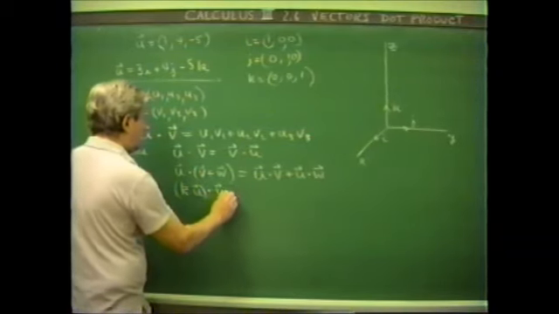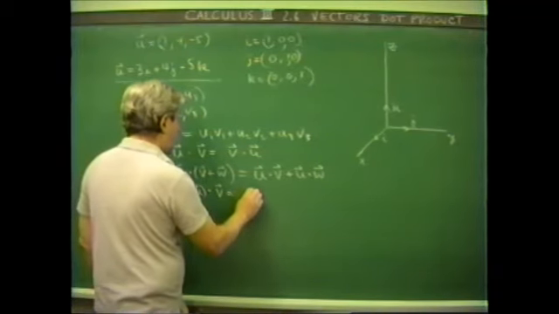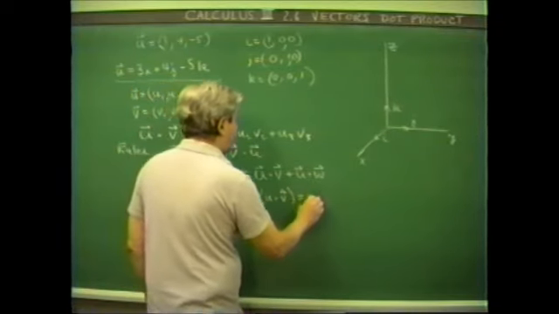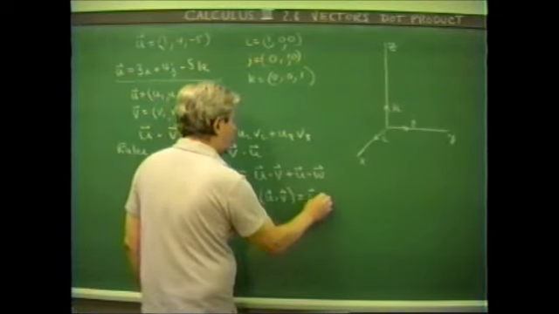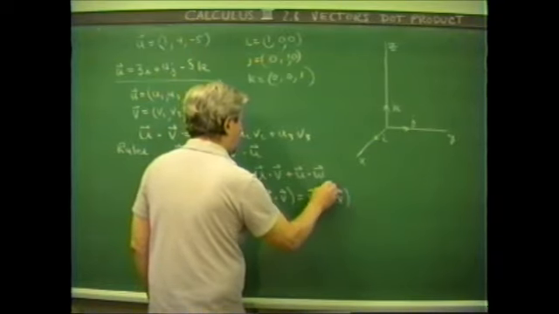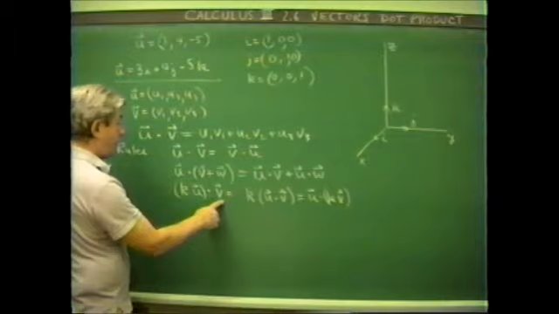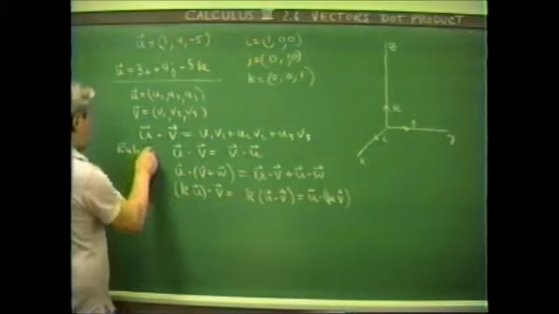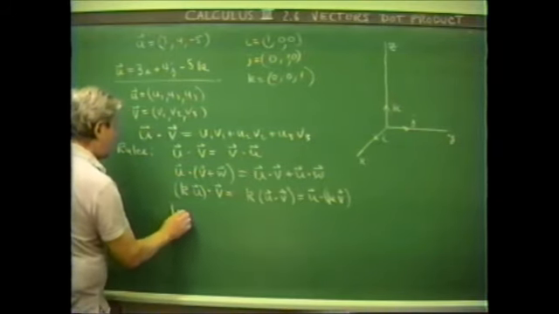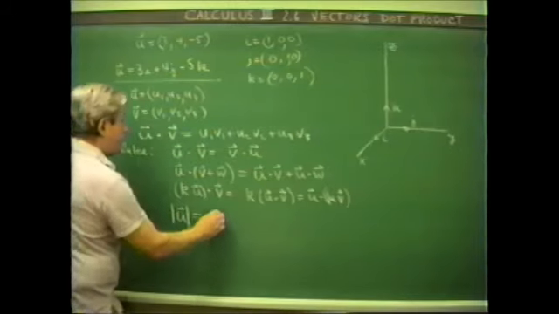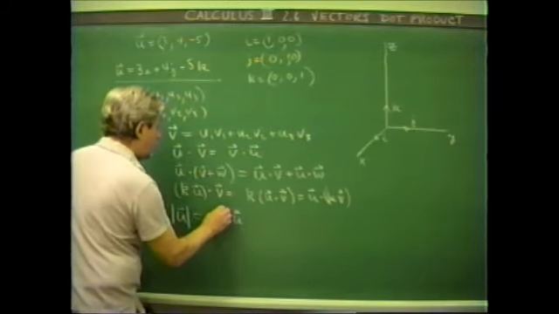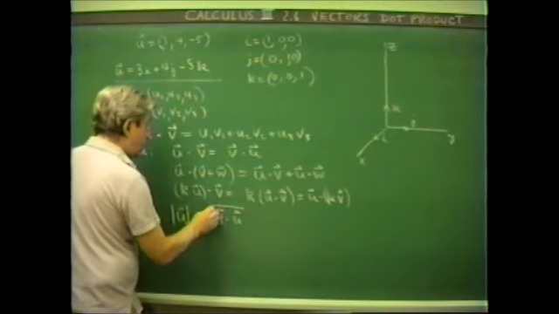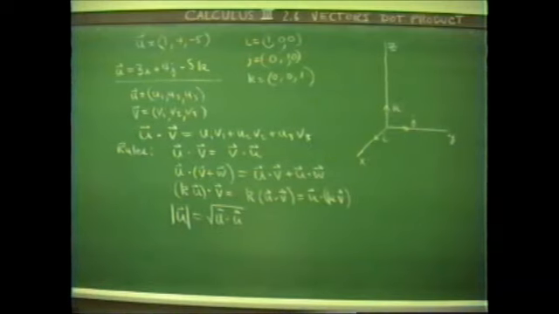Ku dotted with v is going to be k times u dotted with v, and it's also going to be equal to u dotted with k times v. So if you take a scalar multiple of u and dot it with v, you get this. Next, the magnitude of a vector u is just as before. If we take u and dot it with u, we get u1 squared plus u2 squared plus u3 squared, so the square root of that is the magnitude of u.